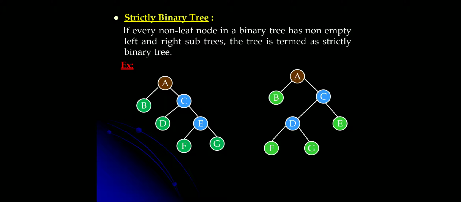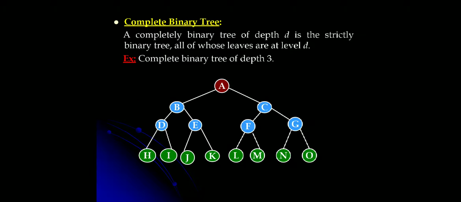Coming to the second figure, A, C and D are the non-leaf nodes. Again, each of these non-leaf nodes is having both left and right subtree. That's why we can say that the second figure is also a strictly binary tree. Coming to the definition of complete binary tree, a complete binary tree of depth D is a strictly binary tree, all of whose leaves are at level D. You can see in this example, here is a complete binary tree of depth 3 where all the leaves you are finding at depth 3.